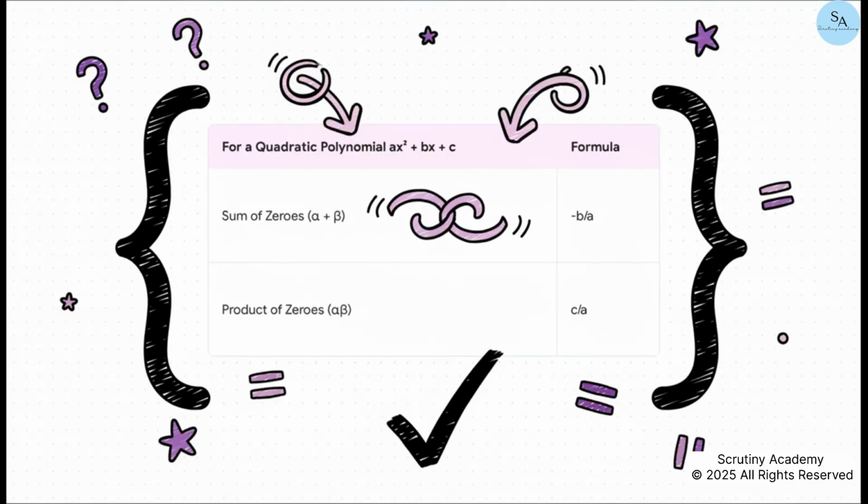And here they are. These are the two formulas you cannot afford to forget. For any quadratic polynomial, if you add its two zeros together, we usually call them alpha and beta, the sum will always be equal to negative b over a. And if you multiply those same two zeros, the product is always c over a. I'm not kidding. Write these down, put them on a sticky note. You have to memorize them.